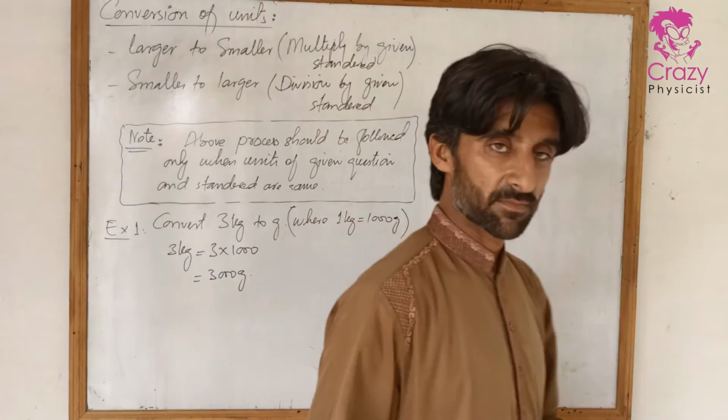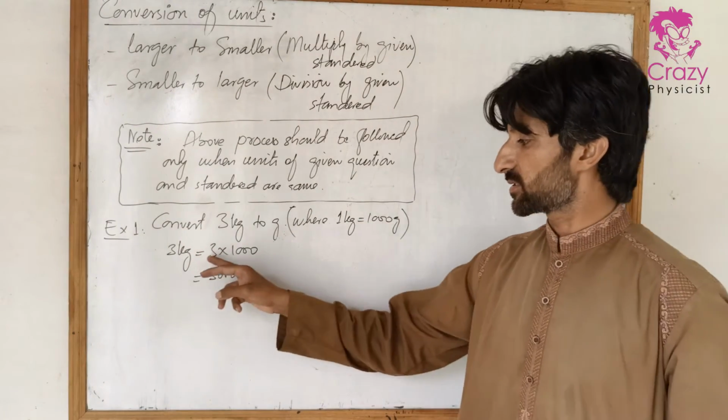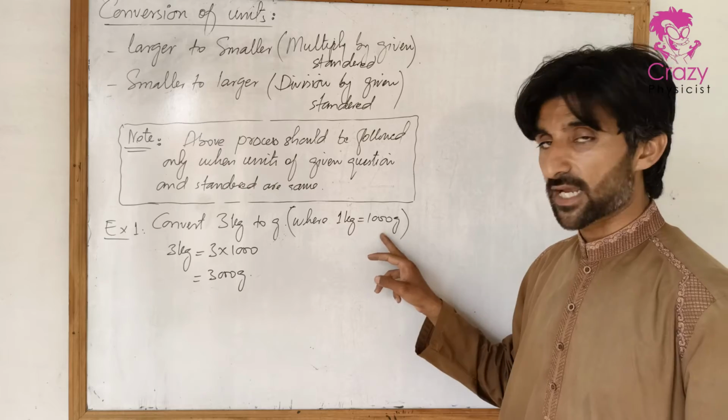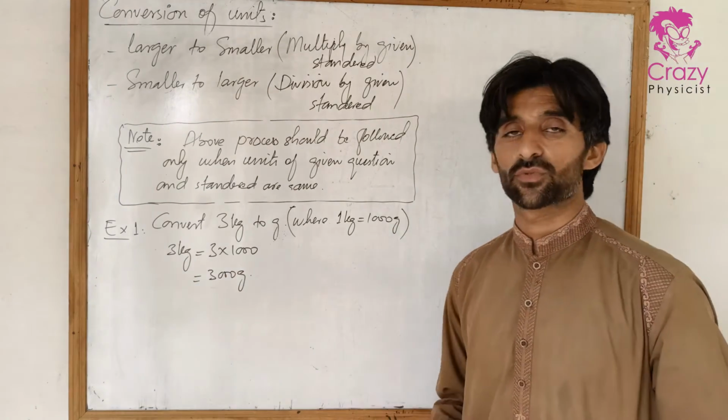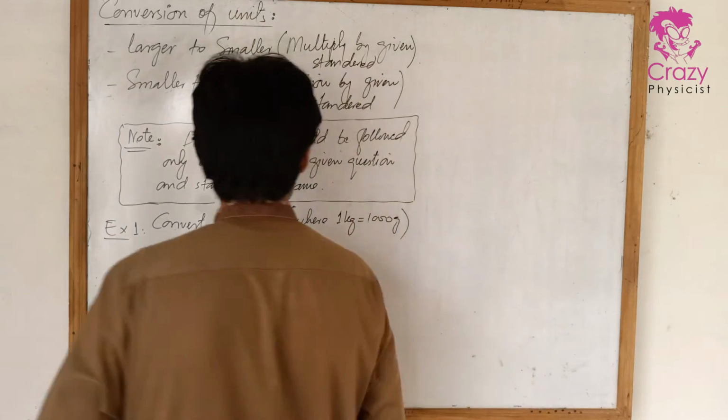Look at this. This is the simplest one. We just multiply the 3 by 1000 because it was the standard. So now we have an answer. It means 3 kilogram is equal to 3000 gram. So this is the easiest one. Second example.